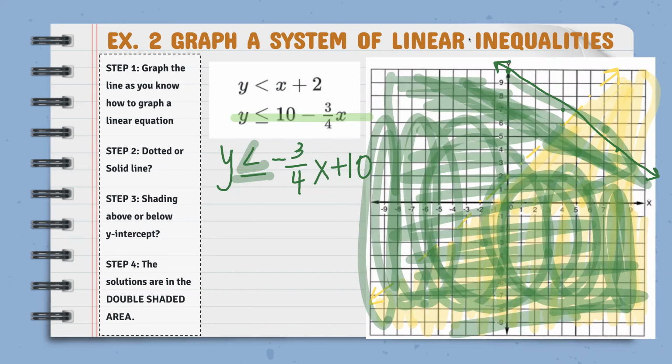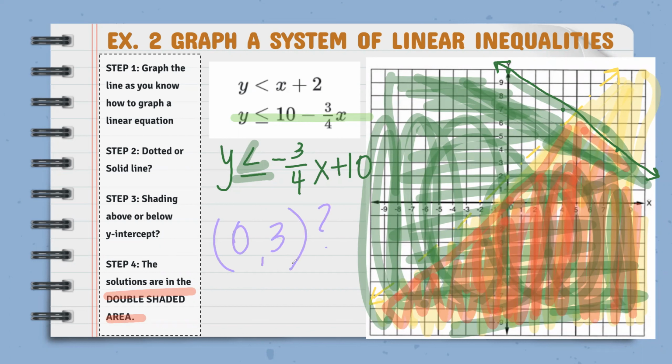Where are my solutions? The solutions are in the double shaded area. And so my solutions look to be in this region right here, where it's double shaded. And so if I ask you, is (0, 3) a solution to the system of inequalities? It is not, because it's not in the double shaded region.